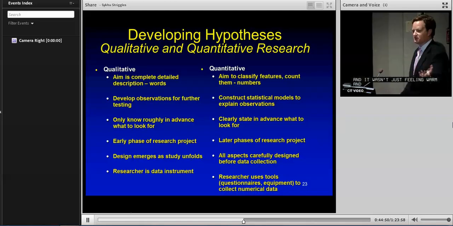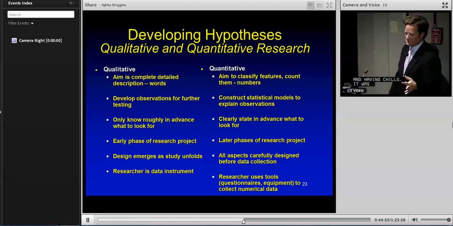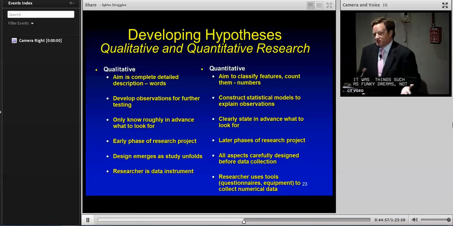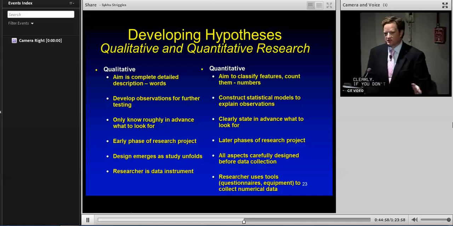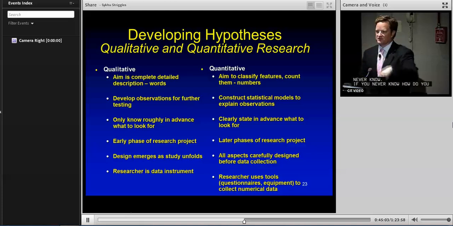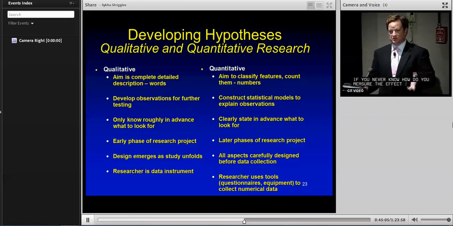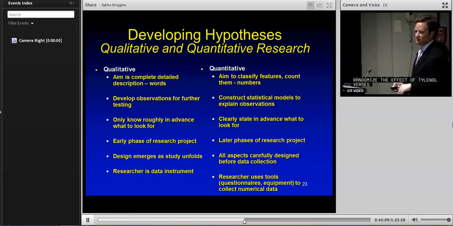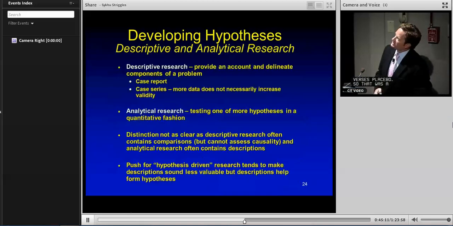It was all sorts of things, such as having funky dreams, not being able to think clearly, which if you don't ask people, you'll never know. And if you never know those things, how are you then going to measure the effect if you're going to randomize people to test the effect of Tylenol versus placebo on affecting symptoms? So that was a great qualitative study as a first step before we went and did something more quantitative.